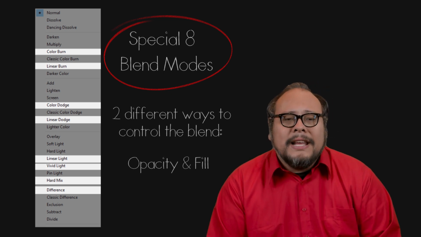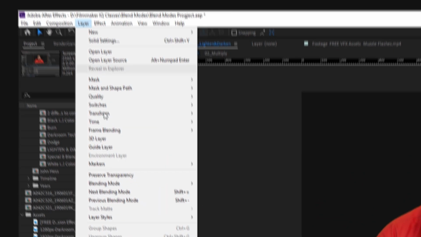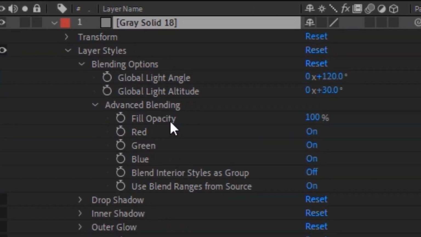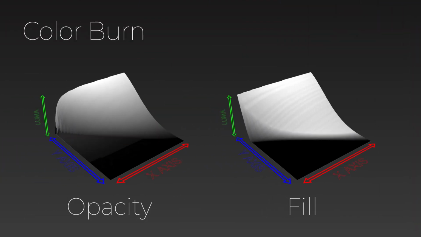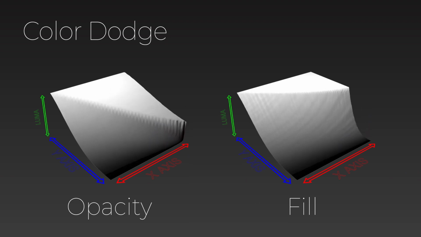In After Effects, it can be a little tricky to find fill. You have to go into layers, layer styles, show all, and then you'll find the fill opacity in the advanced blending. Here's how the shape of the blend in 3D changes using the opacity versus fill with color burn. And here it is with color dodge.